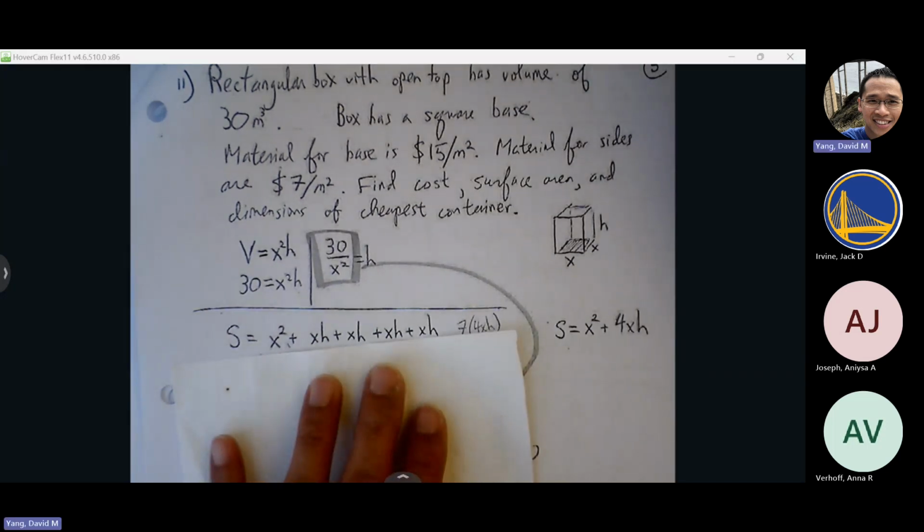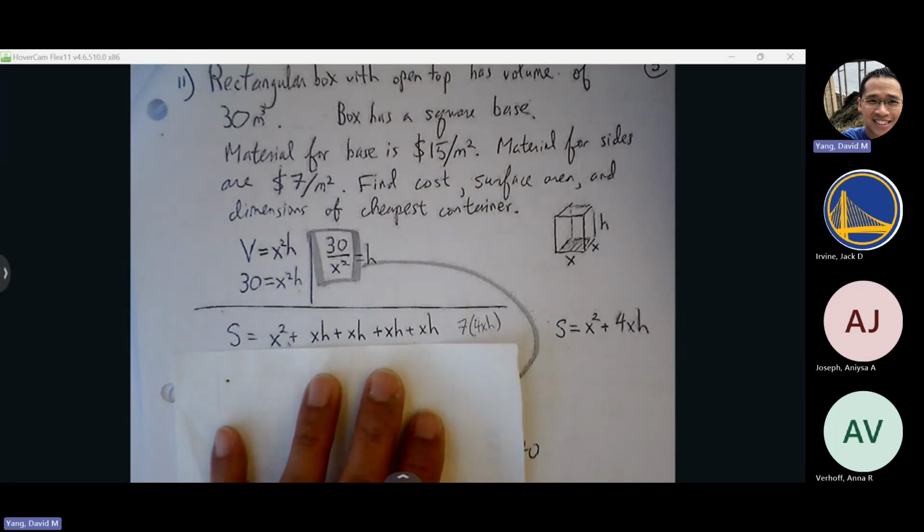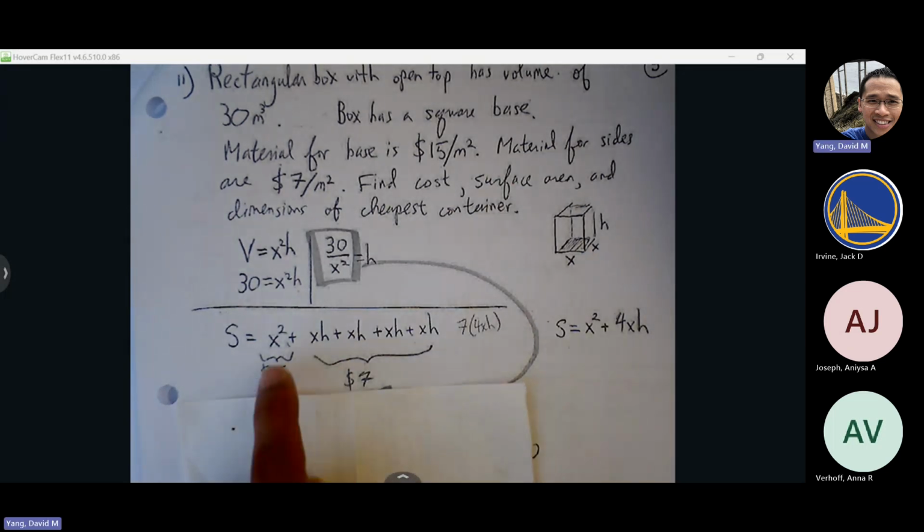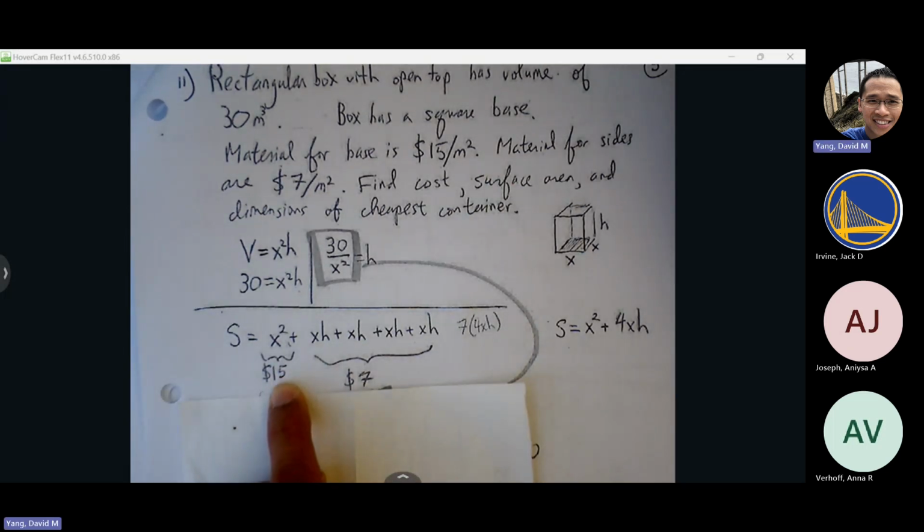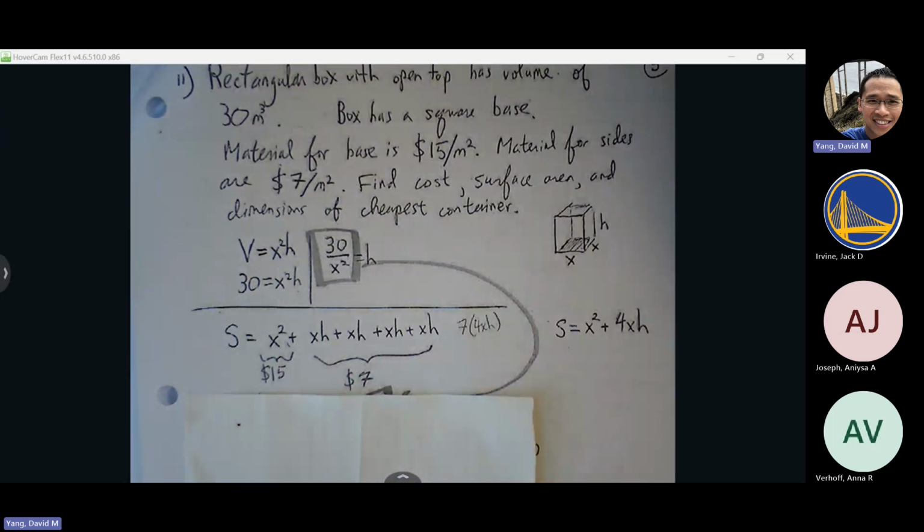So once we have our surface area, we can factor in the cost. So the base is the more expensive material, $15 per square meter. Wait, if it wasn't an open top, there would be 2x, so it'll be x squared plus x squared. But open top means there's nothing covering one side of the box.